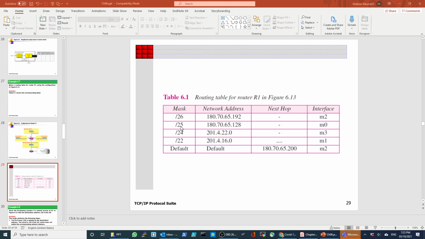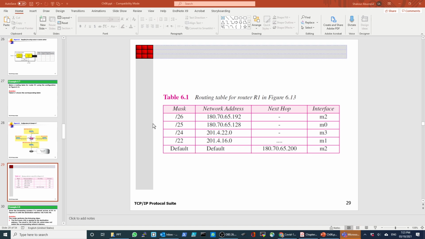So what do you notice in here? We start with the higher number, slash 26. We did not order them by M0, M1, M2. We order by the higher number: 26, 25, 24, 22, all right? And then the default network. That's what we see in here, right? That will make it much easier for searching.